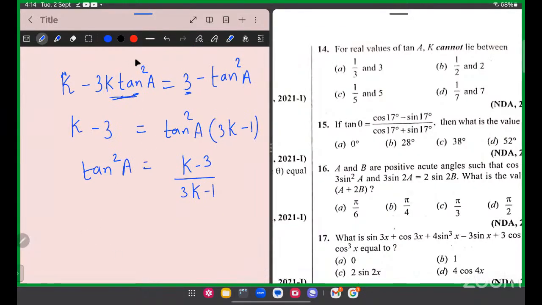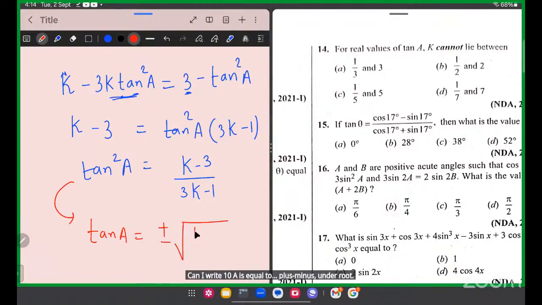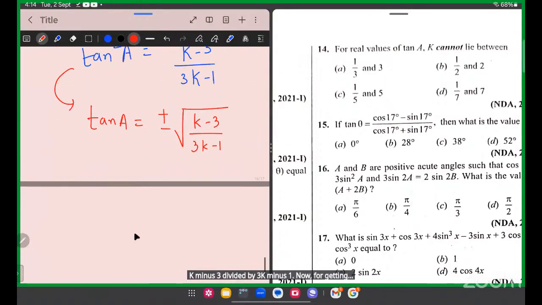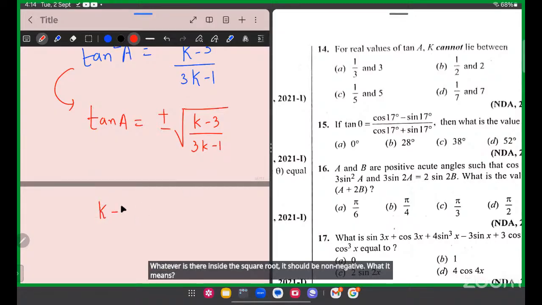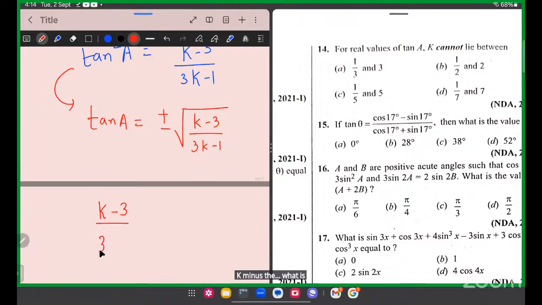Yes. Now in the next question, we have to continue from here only. Can I write tan A is equal to plus minus under root k minus 3 divided by 3k minus 1? Now for getting the real value of tan A, whatever is there inside the square root should be non-negative. What does it mean? K minus 3 divided by 3k minus 1 should be greater than or equal to 0, isn't it?